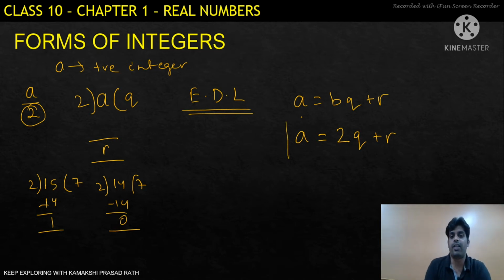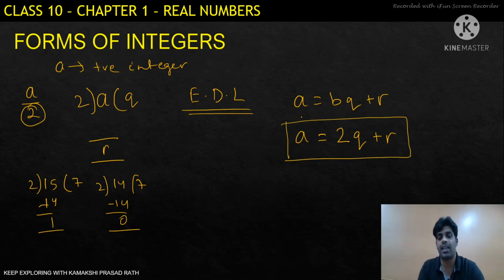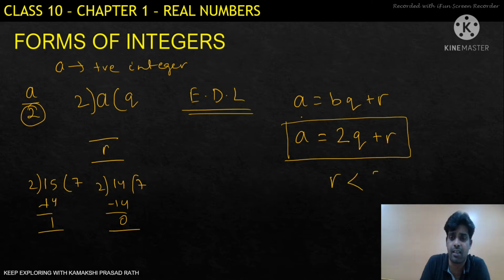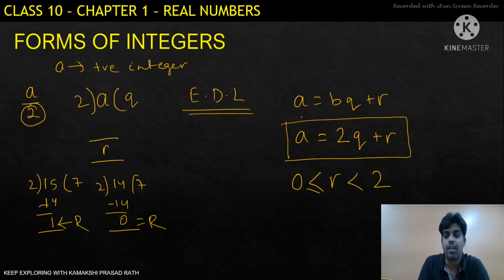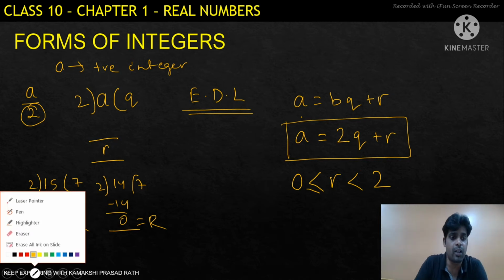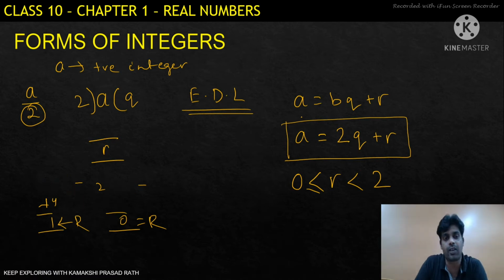So whenever we divide an integer a by 2, that integer a can be written in the form 2q plus r. And what is this r? r is less than the divisor, that is 2, and greater than or equal to 0. As you can see, the remainder is always less than 2 but never greater than the divisor, so either it will be 0 or it will be 1 only. So the remainder is 0 or 1, and the dividend is written as a equals 2q plus r. Now, depending upon the remainders, as we said, the remainder can be 0 or 1.